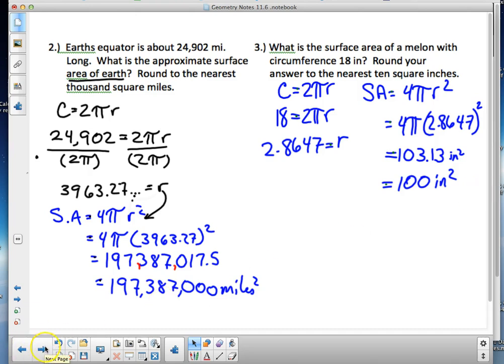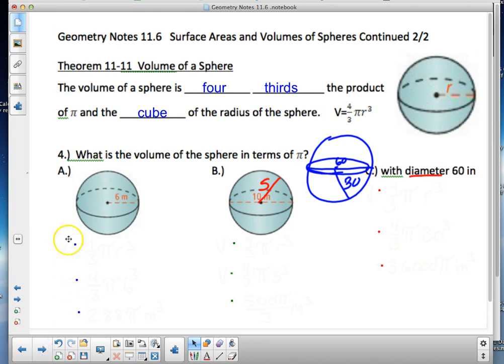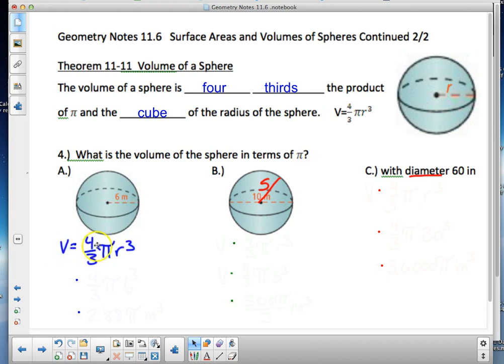We've done surface area, and the next thing to do is volume. For a sphere, the volume is 4/3 the product of pi and the cube of the radius, which is volume is 4/3 pi r cubed, where r is the radius. Now, when we're doing these problems, be careful. If you're just shoving in numbers, you've got to make sure that you're shoving in the right numbers.